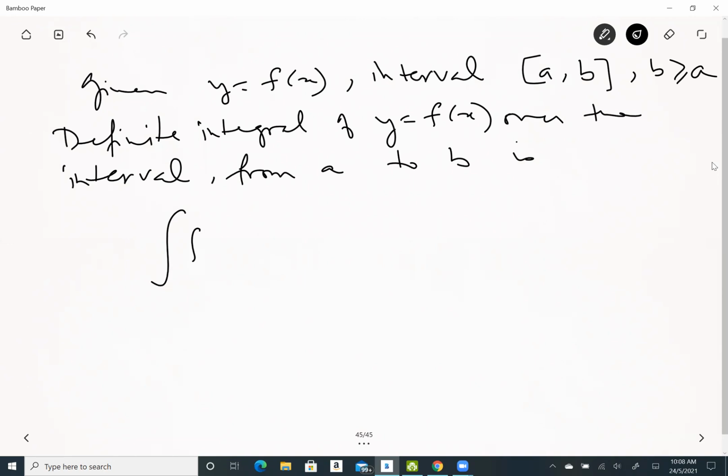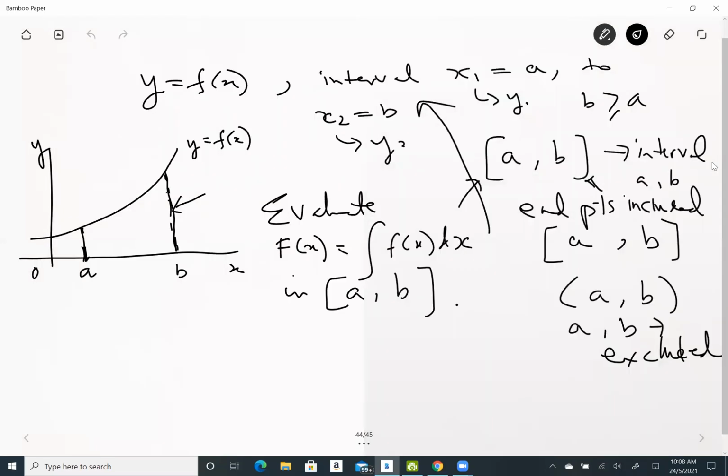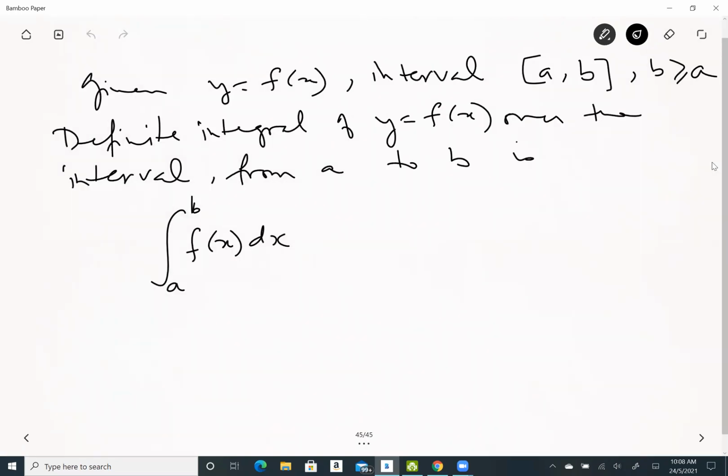The notation, we write it, the integral of f of x dx from A to B. So you write A at the bottom, B on the top. That means we are going to evaluate the integral of the function from point A to point B, and that is equal to the integral of f of x, which is capital F plus C.